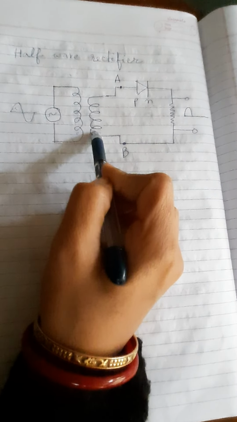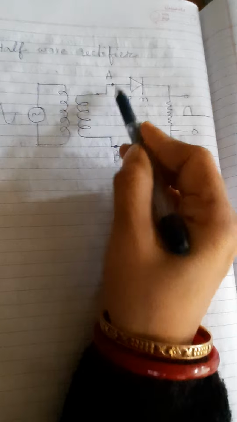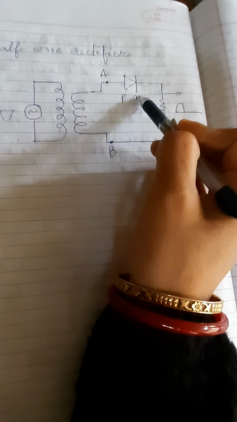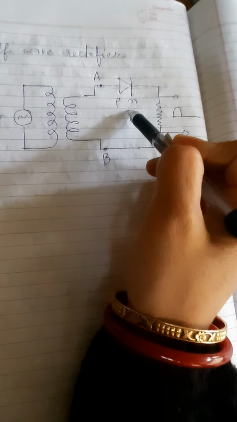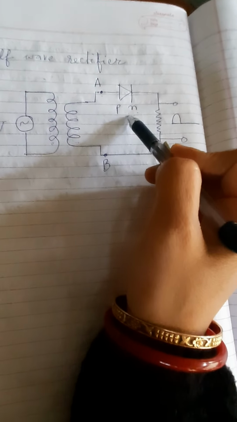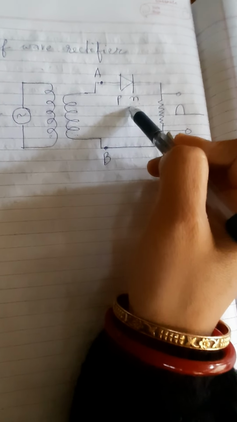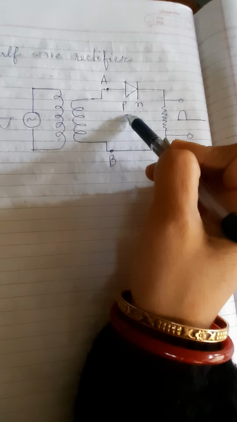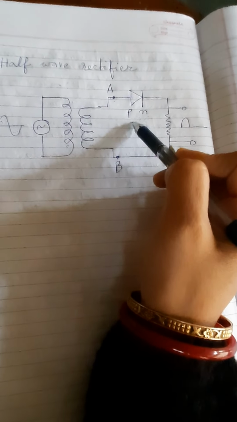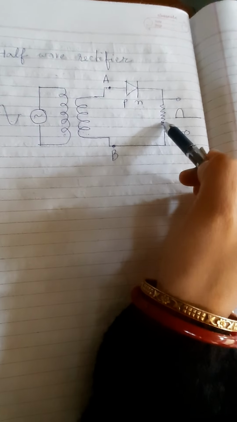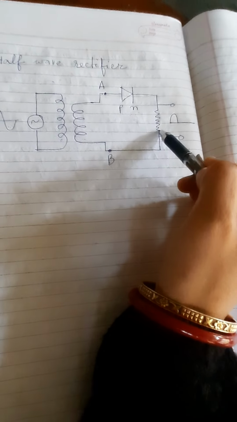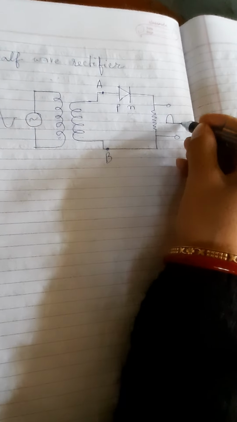Similarly, for the negative half cycle, the current is in the opposite direction, and again mutual induction takes place. Now A is acting as negative, B is acting as positive. If A is negative, the PN junction diode is in reverse bias. In reverse bias, a very small amount of current passes, which is neglected. So we take it as no current passing through the diode, then no current through the resistor, and then no output. So we have no output for the negative half cycle.